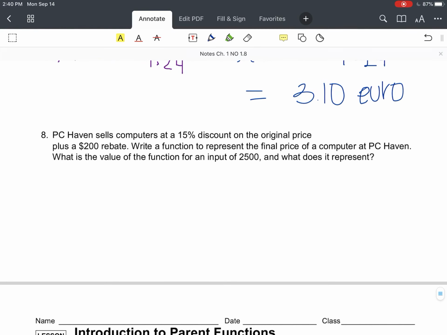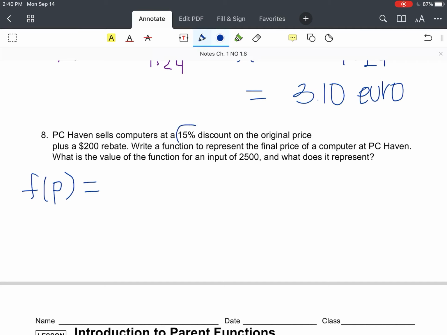Last one, PC Haven sells computers at a 15% discount on the original price plus a $200 rebate. So a rebate means you get that money back. Write a function that represents the final price of a computer at PC Haven. What is the value of the function with an input of $2,500 and what does it represent? So we're talking about the price of something. So I'm going to say f of p because that's going to stand for price.